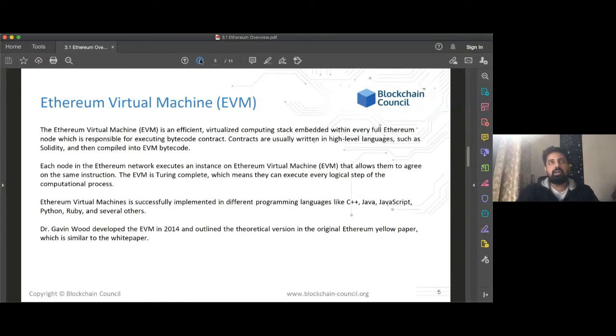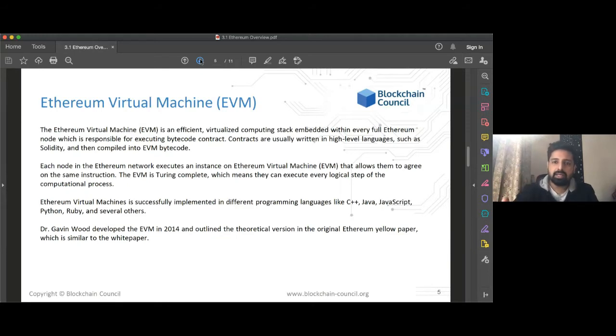The EVM is an efficient virtualized computing stack embedded within every full Ethereum node, which is responsible for executing bytecode contract. Contracts are usually written in high-level languages, such as Solidity, and then compiled into the EVM bytecode. Each node in the Ethereum network executes an instance of EVM that allows them to agree on the same instruction. The EVM is Turing complete, which means they can execute every logical step of the computational process.